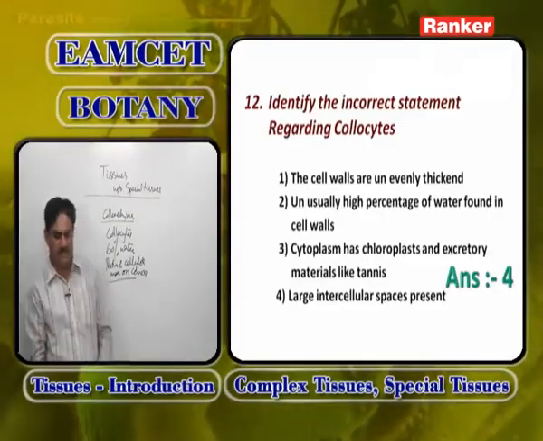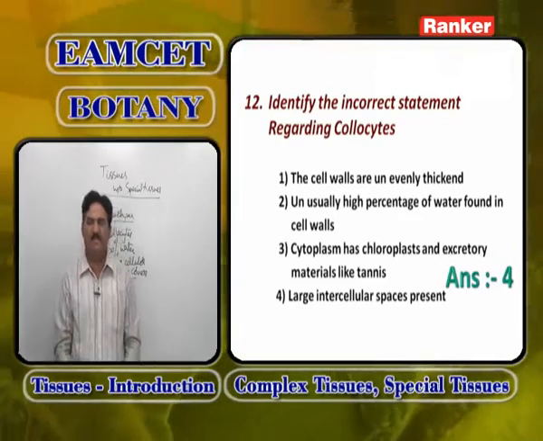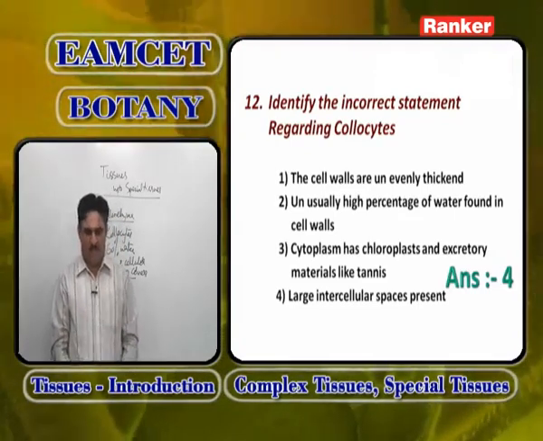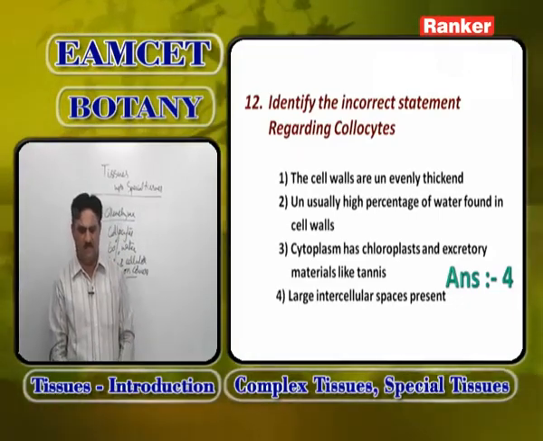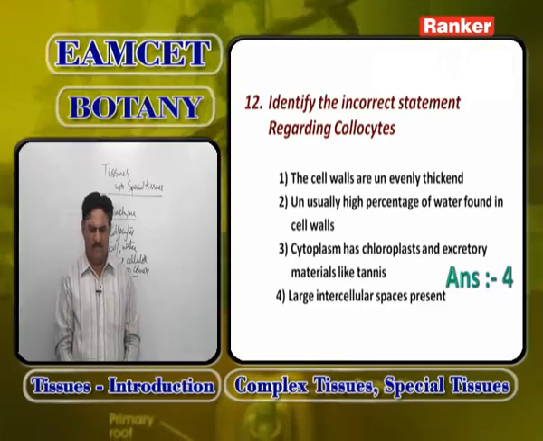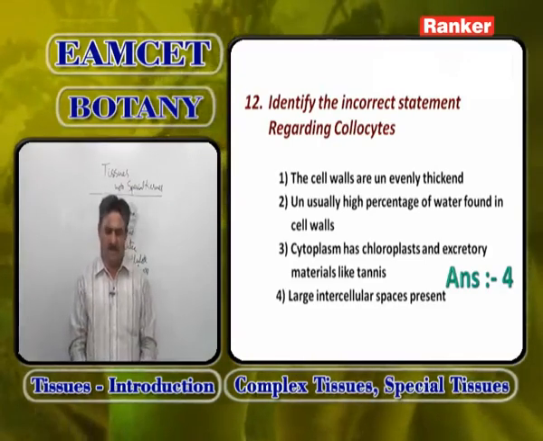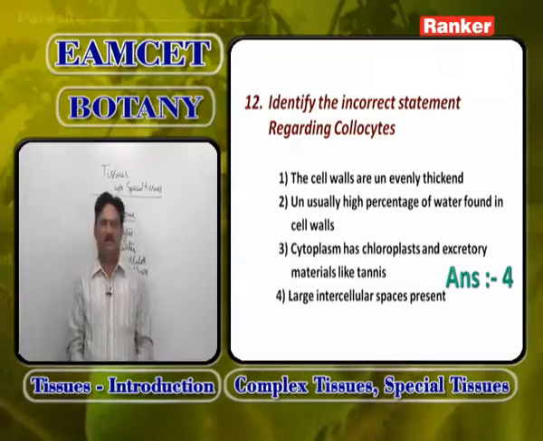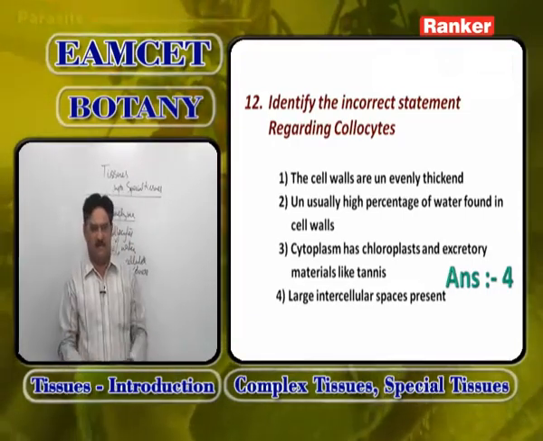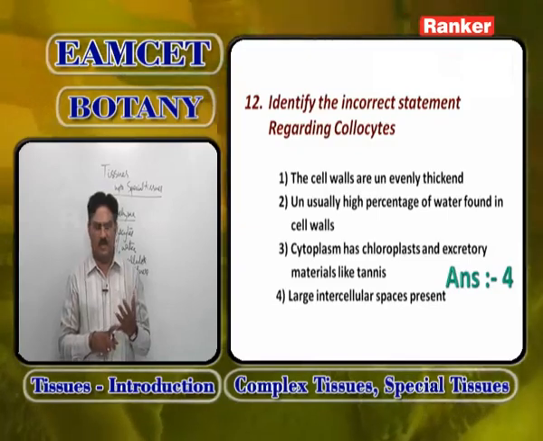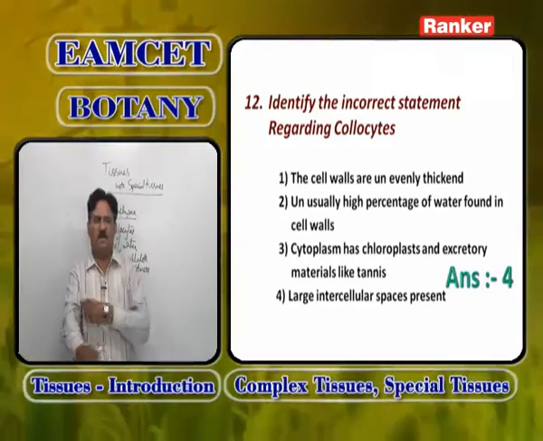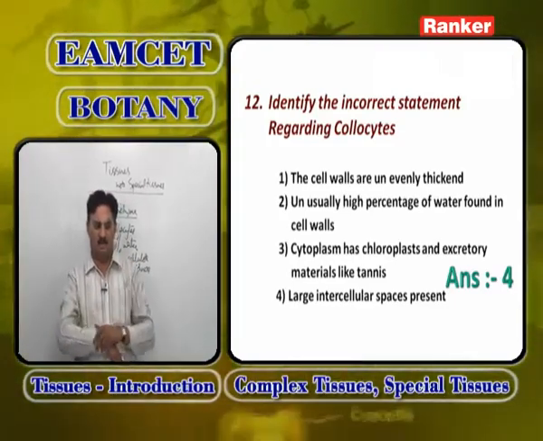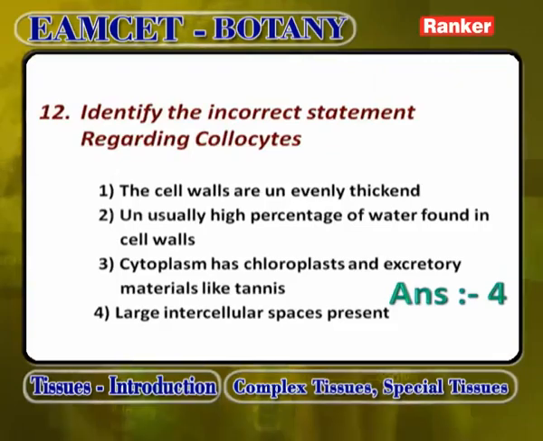Here we have to identify the incorrect statement. The cell walls are unevenly thickened is correct. Usually a high percentage of water is found in cell wall is correct. 60% of water is present. Cytoplasm has chloroplast and excretory material like tannins. It is also correct. Large intercellular spaces are present is wrong. Intercellular spaces are completely absent in angular collenchyma and lamellar collenchyma. But in lacunar collenchyma, small intercellular spaces are present. They are not large. So large intercellular spaces are present is wrong regarding collocytes. Collocytes means collenchymatous tissue.